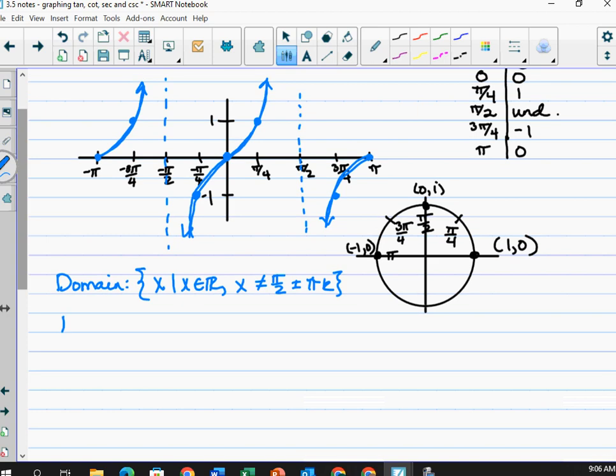The range we like on this one. Yep, -infinity to infinity. Okay, and the period. Take note of this one. Pi over b. I promise you at some point you will forget that. Pi over b.